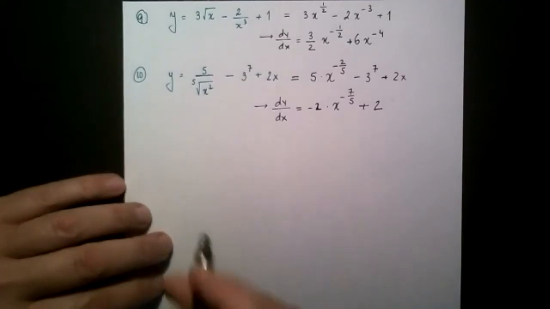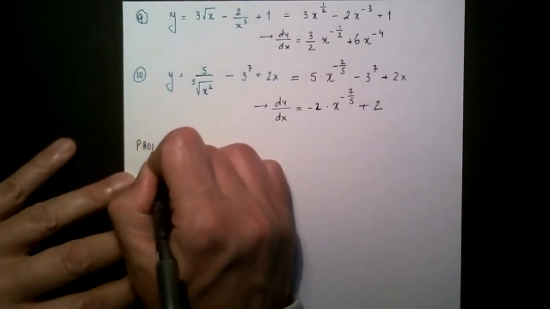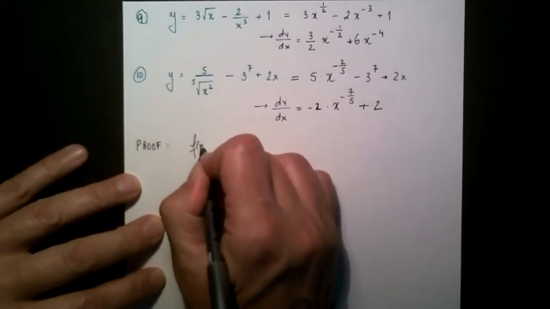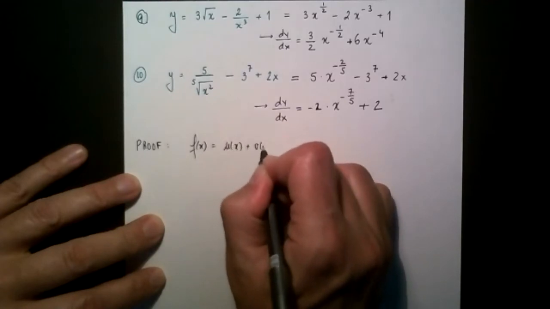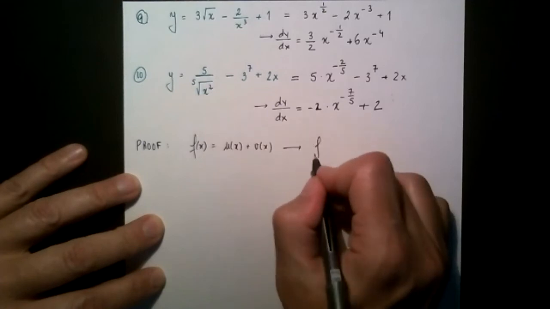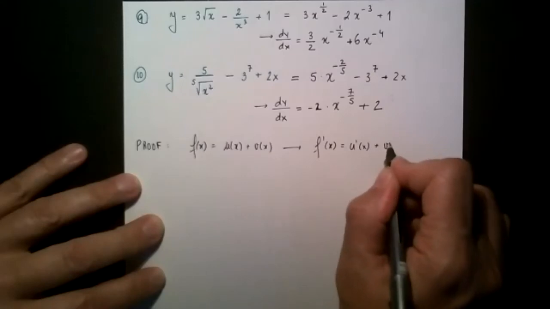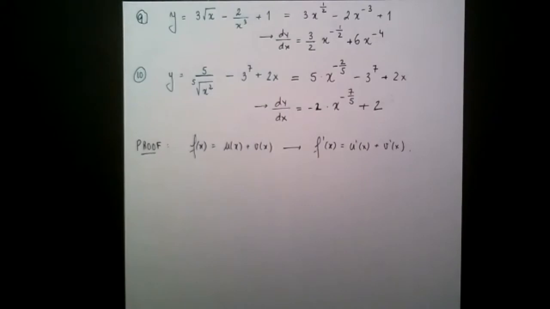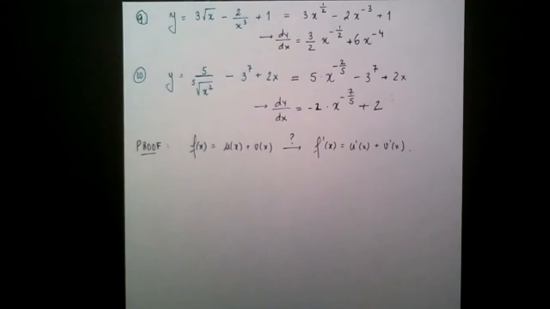Okay, so let's prove. Proof that if f(x) is equal to u(x) plus v(x), then f'(x) is equal to u'(x) plus v'(x). Okay, so that's a proof now. I'm going to put a question mark here because I didn't prove it yet, but this is what I want to show.